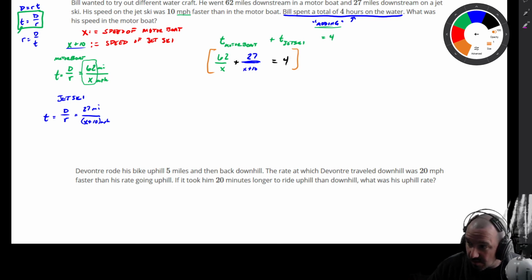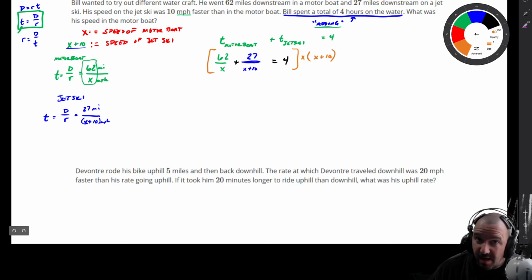So to do so, I need to multiply by the least common multiple, or a common multiple, of all of the denominators. An easy way to do this is just to say, I'm going to multiply by every denominator that's listed. The 4 doesn't have a denominator other than 1, so 1 doesn't affect this. That's kind of nice. All right.